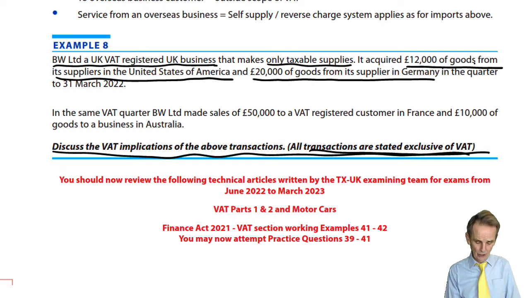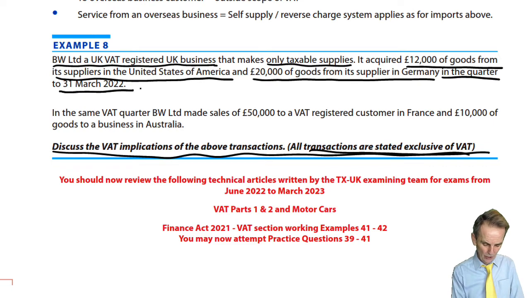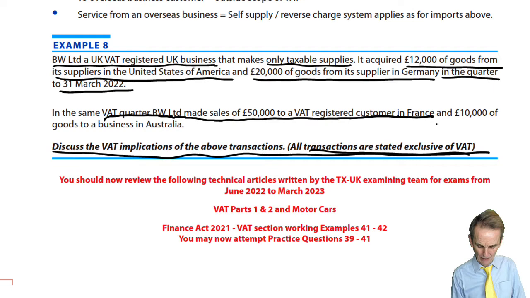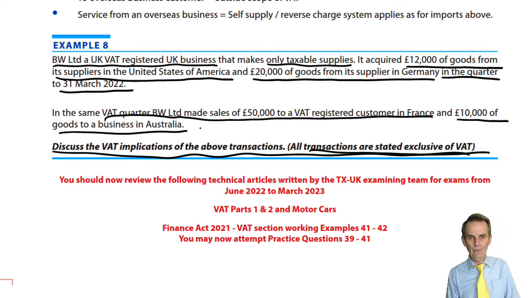This year, it doesn't matter because we've got one system. And that was made in the quarter to the 31st of March 2022. In the same VAT quarter, BW Limited made sales of £50,000 to a VAT registered customer in France and £10,000 of goods to a business in Australia. Again, last year, two separate systems you would have needed to have sorted out and explained. Now, it's very much easier, isn't it? Because as we know, in terms of exports, the sales that we make overseas, they're all 0 rated.